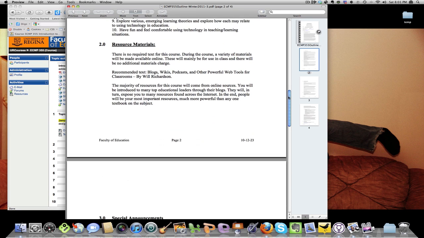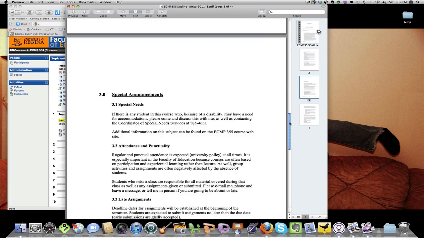For resource material, there are no required texts, so you don't have to worry about buying anything. We have a lot of resources online, so you'll see a lot of stuff in the UARC courses or in the Moodle, which are the same thing, just as a reminder. You'll also be sharing a lot of resources in your own blogging, which I'll get to in a second.